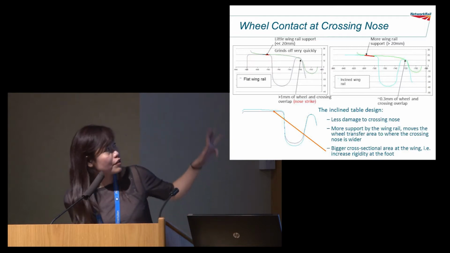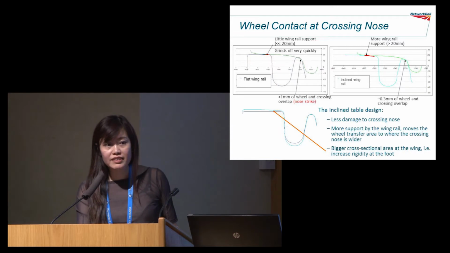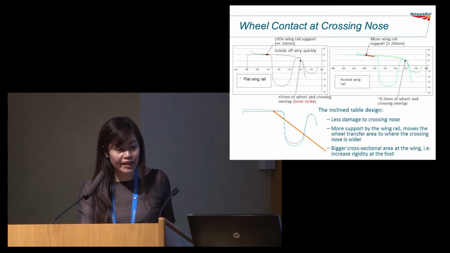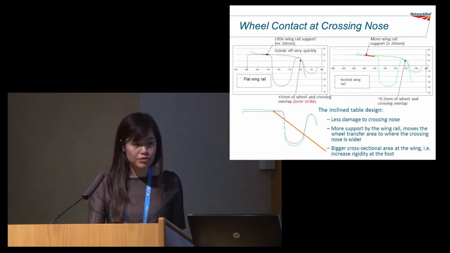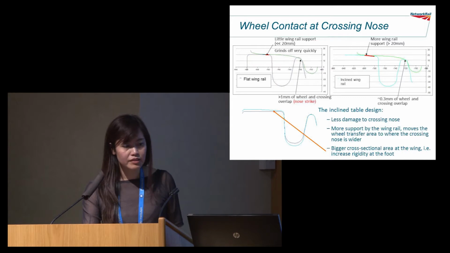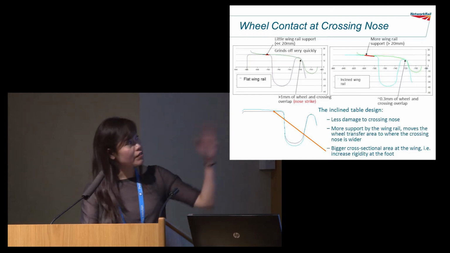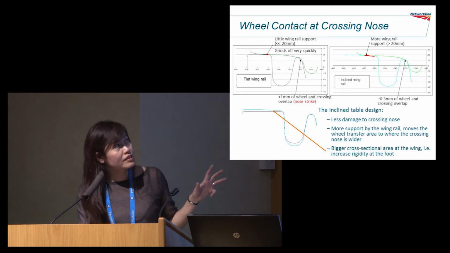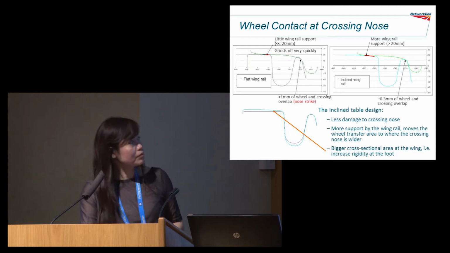If you look at the graph on the left, that's the flat wing rail design. You can see that the wheel is less supported at the wing rail. There's very little contact there, and on a curve, it actually strikes the nose. There's some overlap at the nose. Whereas on the inclined profile on the right, you can see that there's more support on the wing rail, and there's very little overlap at the nose.